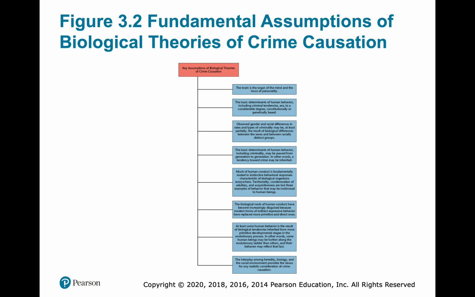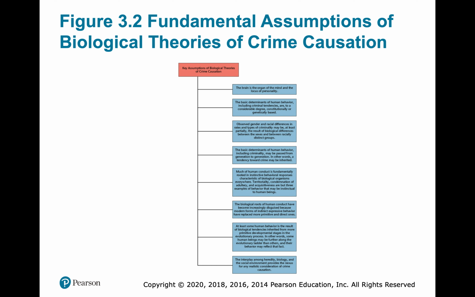Observed gender and racial differences in rates and types of criminality could be partially due to biological differences between the sexes and between racially distinct groups. The basic determinants of human behavior may be passed down from one generation to another. Much of human conduct is fundamentally rooted in instinctive behavioral responses, characteristics of biological organisms everywhere. So this includes things like territoriality, condemnation of adultery, and acquisitiveness as 3 examples.